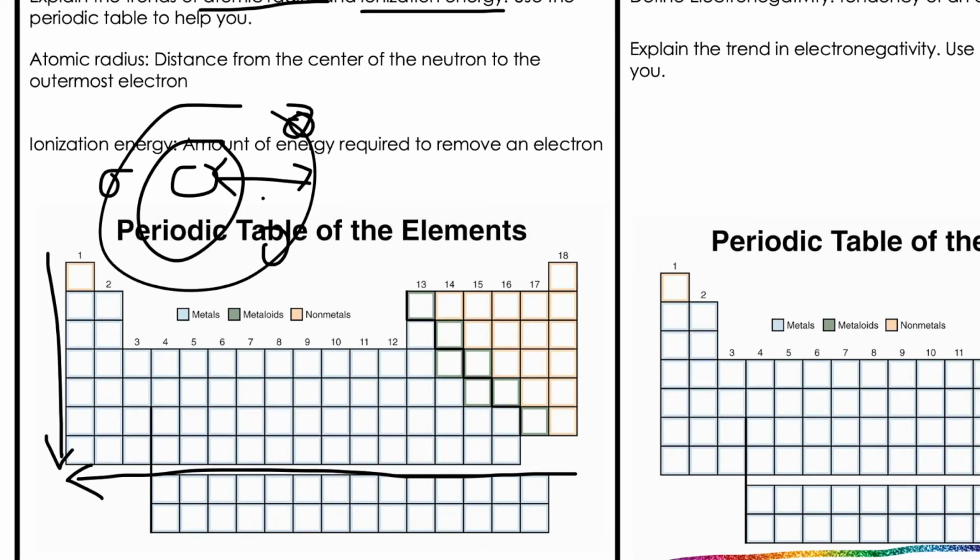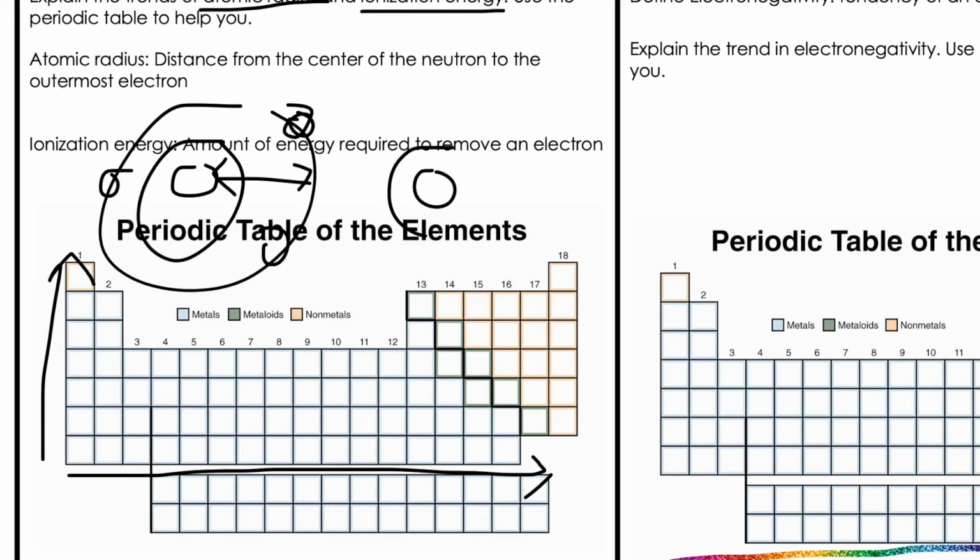Ionization energy. The amount of energy required to remove an electron. Why do you need more energy to remove an electron as you go up here? Well, since there are fewer shells when you go up here, the electron will be closer to the nucleus, so it will be harder since the attraction is stronger. When you go down here, there will be more shells, so it will be further away from the center, less attraction between them, so easier to remove the electron, to get rid of it.